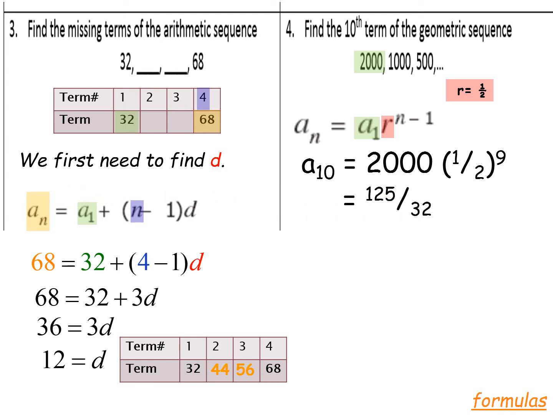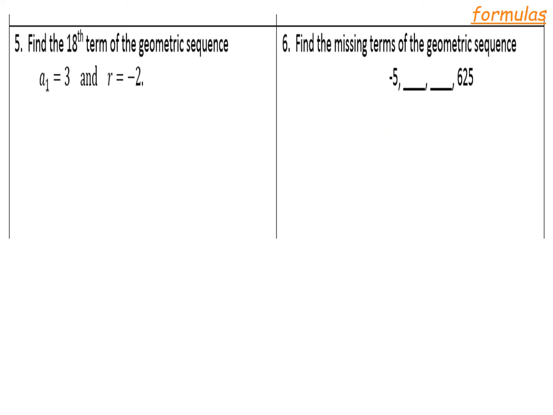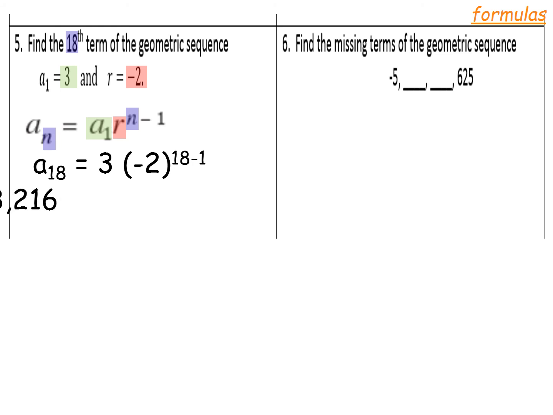There you go, 125 over 32. Number 5, find the 18th term of the geometric sequence. You can push pause and try it and then see if you get the answer correct. The answer is -393,216.